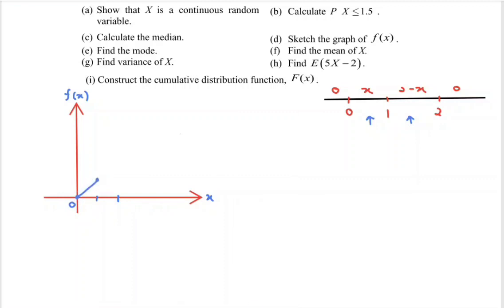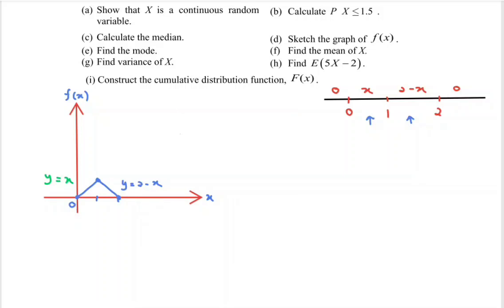Continue. If we substitute 1 into the second function, 2 minus x, then we will have 1 as well. Then if we substitute 2, we will obtain 0. So the graph will be something like this. The situation will be y equals 2 minus x, and for this one, we have y equals x. So that is the graph for f(x).